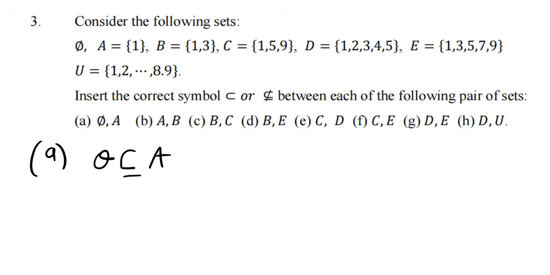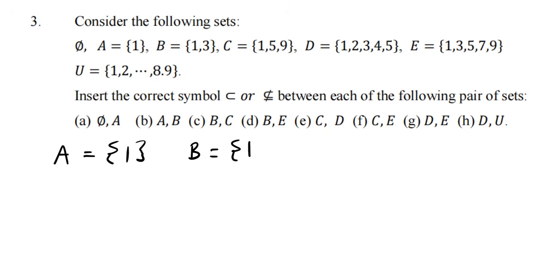Then we come to B. We've got A and B. Now A we are saying it is only 1. B we are saying it is 1 and 3. So we're able to see that A is also found in B. So therefore A will just be a subset of B.